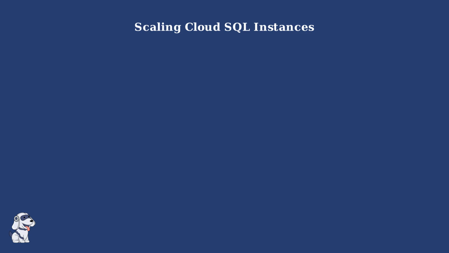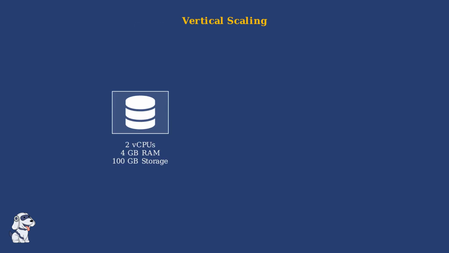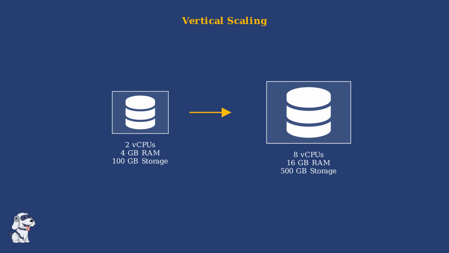Understanding these scaling strategies is essential for building robust database architectures. Vertical scaling involves resizing your Cloud SQL instance by increasing its computational resources. This means adding more CPU cores, memory, and storage capacity to a single database instance. When you vertically scale your instance, you upgrade to more powerful hardware specifications. This approach is straightforward, but has limitations as you can only scale up to the maximum instance size available.